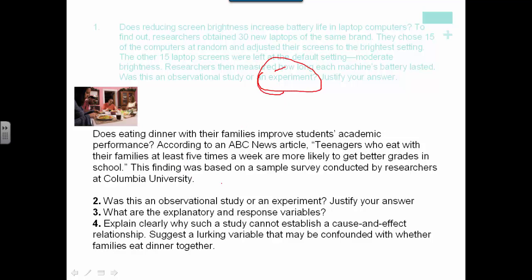Does eating dinner with your family improve grades? Consider a sample survey conducted by researchers. This would be an example of an observational study, not an experiment. There was no treatment actually imposed. The explanatory variable would be how many times a week the children eat dinner with their families, say 5 times a week. And the response variable is most likely their GPAs. They're more likely to get better grades in school, so most likely this had to do with their GPA.